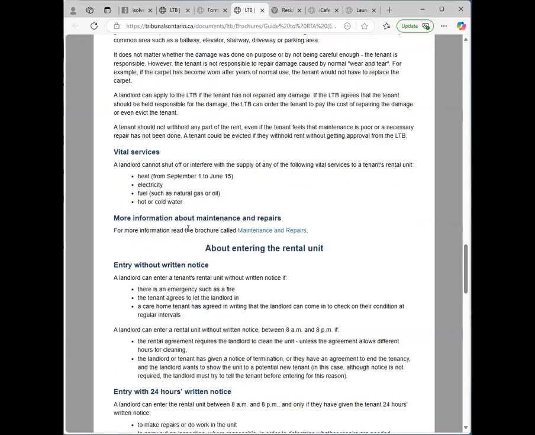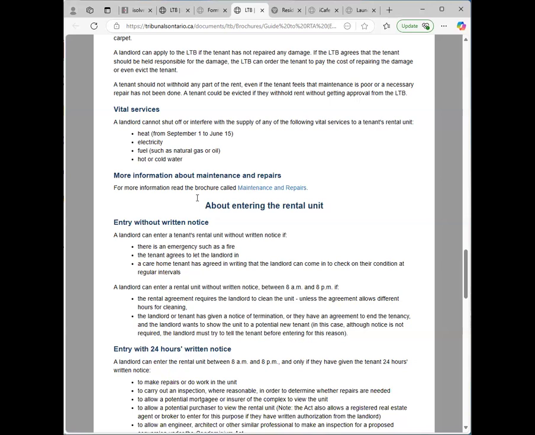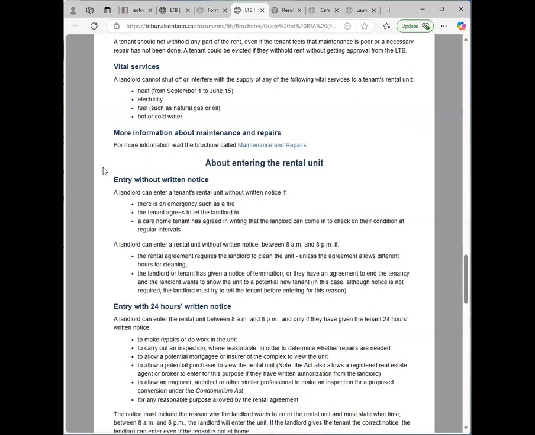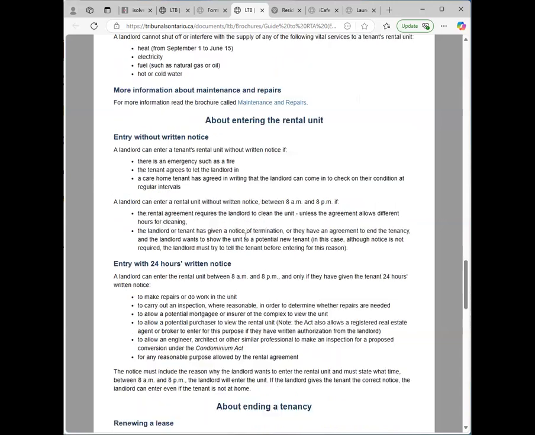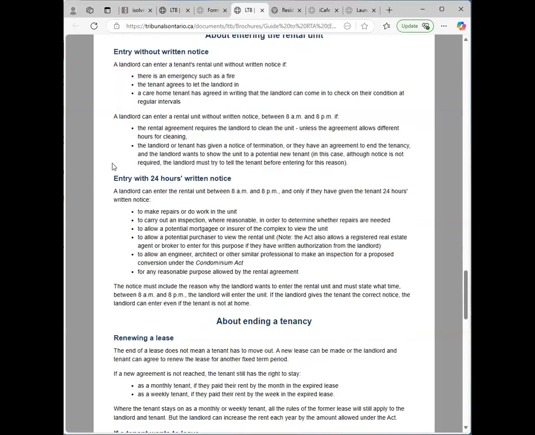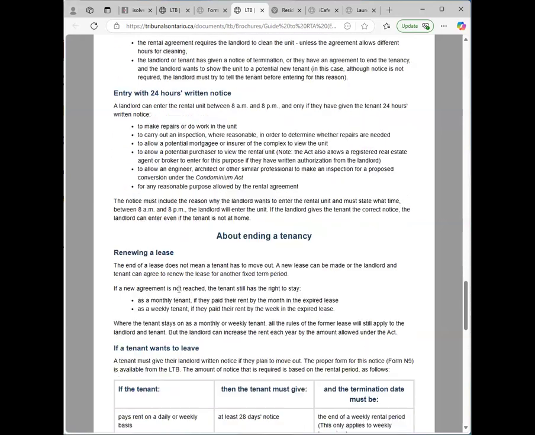So there is another brochure called Maintenance and Repairs. I am not going to go into that one, but you can see right there, if you're watching on YouTube, that there is a hyperlink there. About entering the rental unit, entering without notice, and how to give proper notice. These must be reasonable hours. You'll see it's usually 8 to 8 or 9 to 9. In Ontario, it's 8 a.m. to 8 p.m. And then you've got to have at least 24 hours notice. It's got to make sense. There's got to be a reason. You can't just go in.